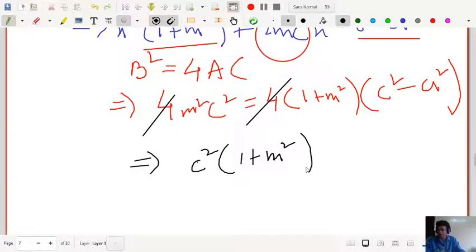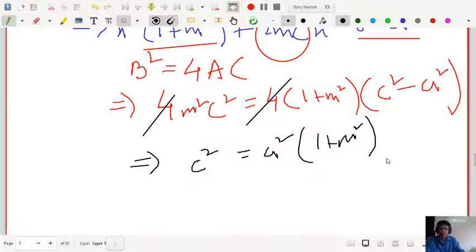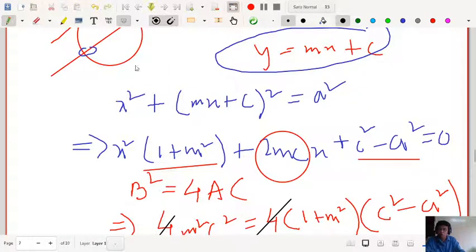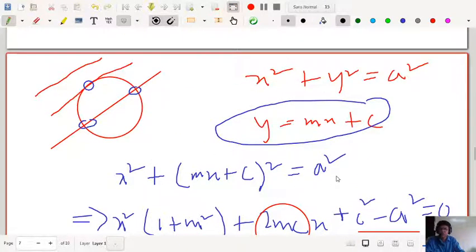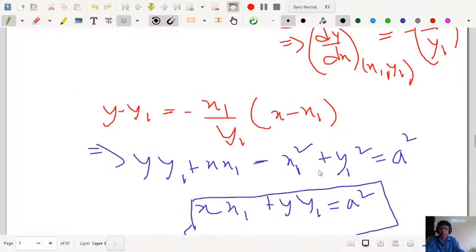Okay, that result, sorry, not c square, that will be cancelled. c square equals a square into 1 plus m square. You have the same result here. So this is another way of calculation without using any calculus. This is by using roots are equal. This is by geometrical concept, and this is also by geometrical concept, and this is by calculus.